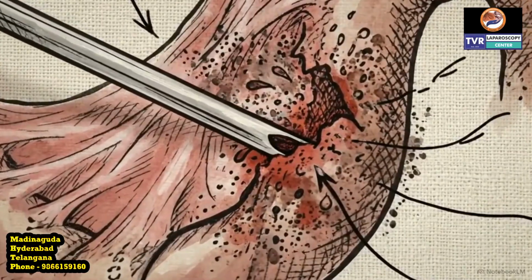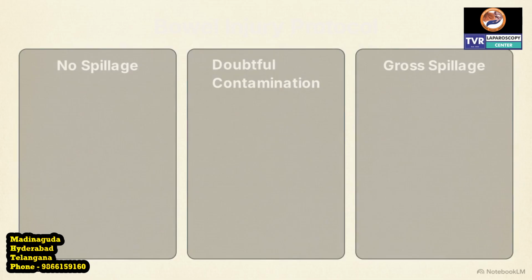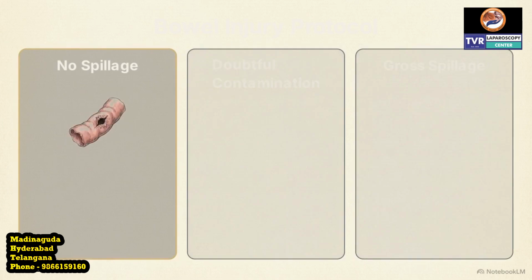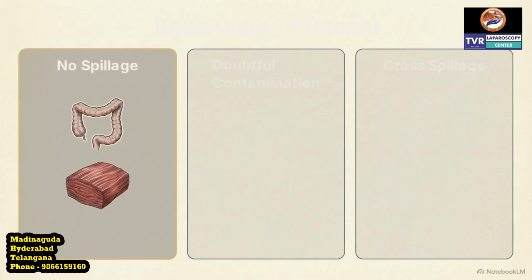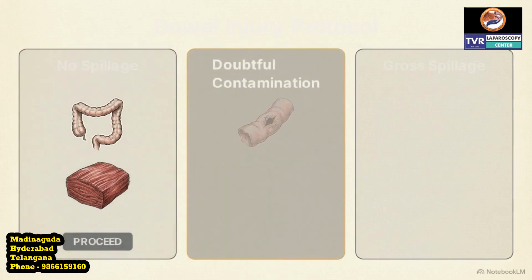breaching the bowel wall. The contamination decision tree is the first major branch of the clinical matrix. Once an injury is identified, the field is categorized into one of three paths: no spillage, doubtful contamination, or gross spillage. In the no spillage protocol, the surgeon repairs the bowel laparoscopically and proceeds with mesh placement. It is preferable to place the mesh in the retrorectus plane to isolate it from the repaired bowel.